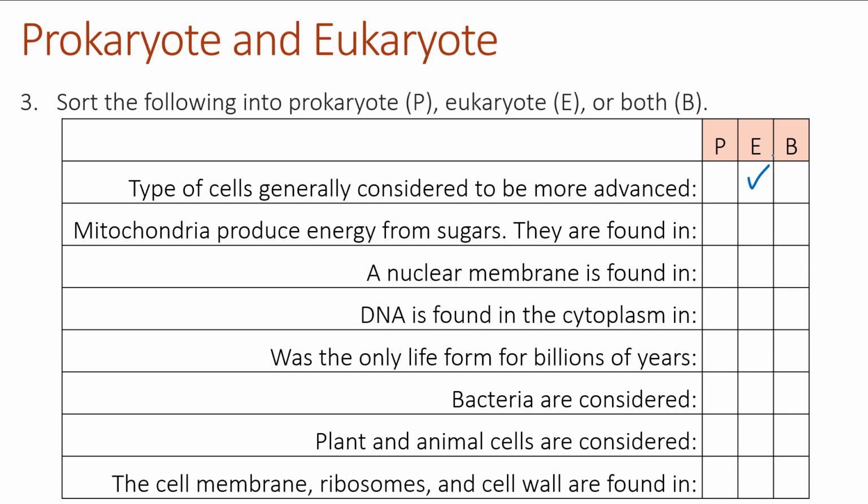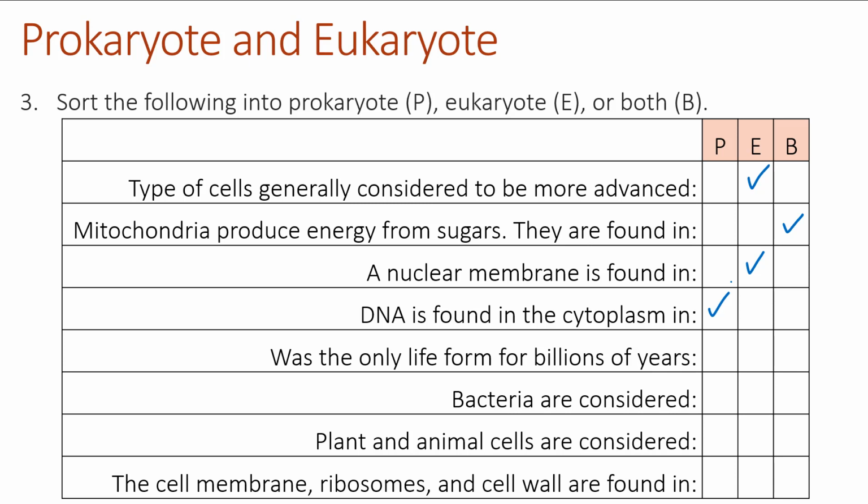Mitochondria are going to be found in both. So mitochondria are needed to produce energy from sugars, from food. So all types of cells need some way to do that. So eukaryote and prokaryote, they both have mitochondria. A nuclear membrane is only going to be found in eukaryotes because eukaryotes have a nucleus where DNA is stored. In prokaryotes, DNA is just found in the cytoplasm.